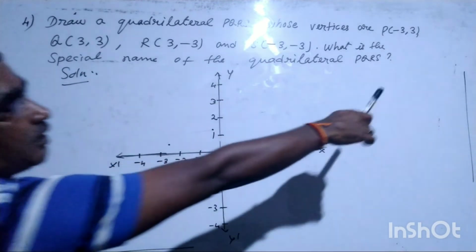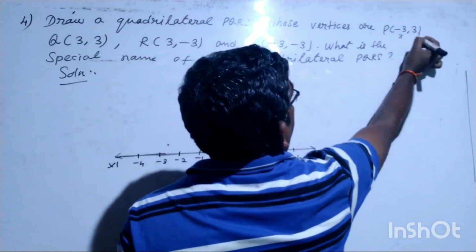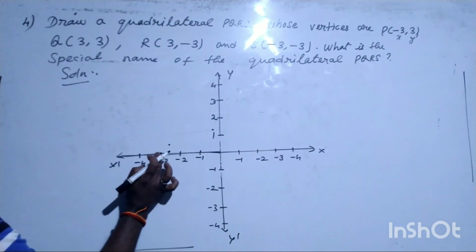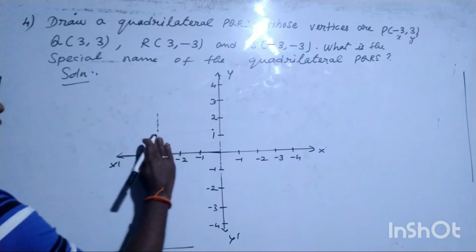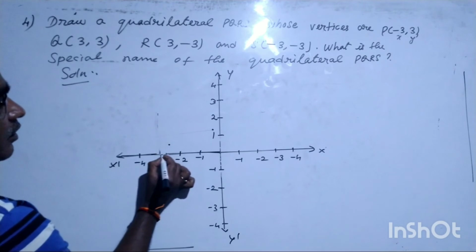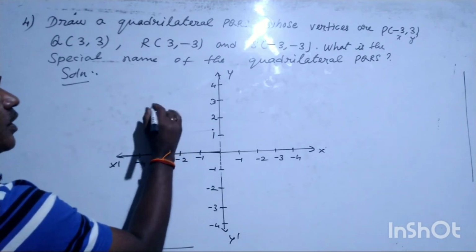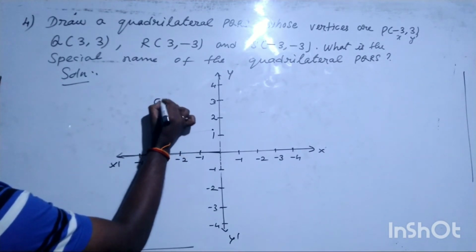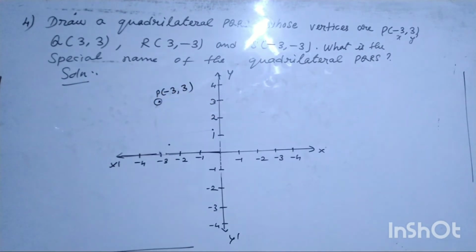So first point, P (-3, 3). The x value is -3, the y value is 3. X is -3, Y becomes 3. Y is 3. So -3 and 3. We can look at the point. This point is P (-3, 3).